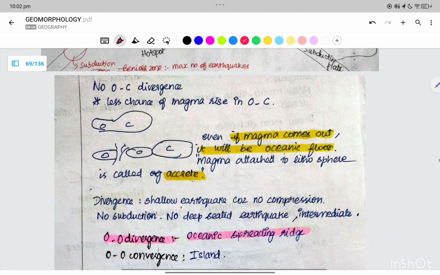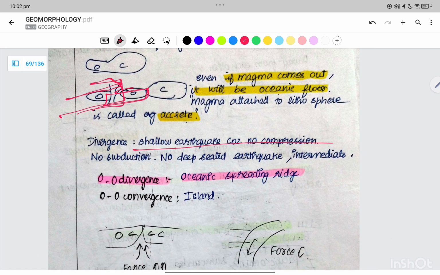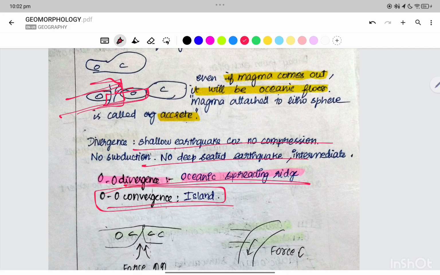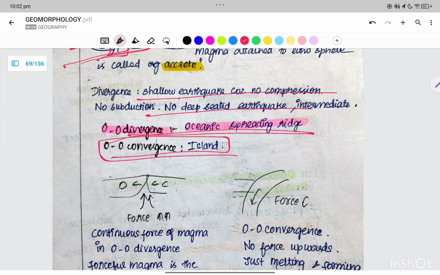There is no ocean-continent divergence because even when the oceanic plate is diverged, again an oceanic plate is formed over here. When there is a divergence, there is shallow earthquake and no subduction. When subduction is involved, there are going to be all three types of earthquakes. Ocean divergence is oceanic sea spreading. Ocean convergence is going to result in islands.